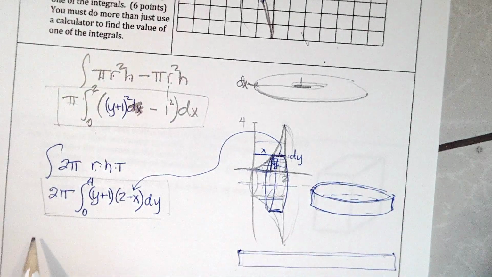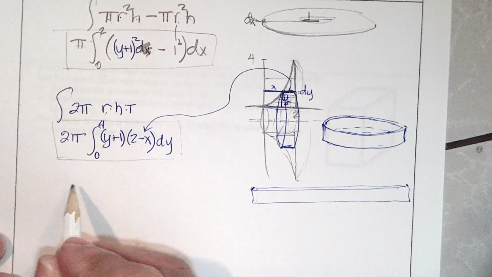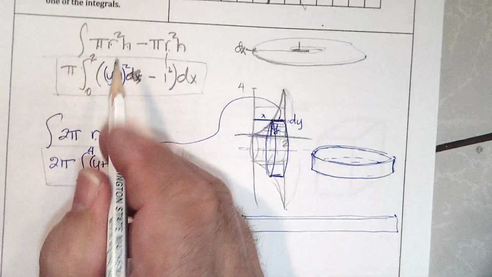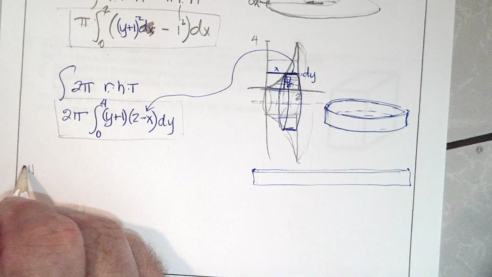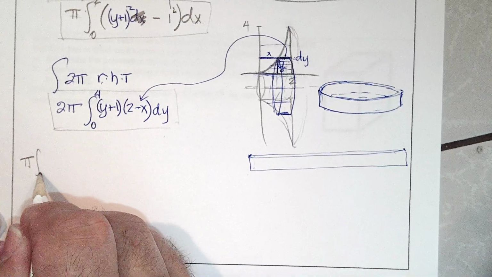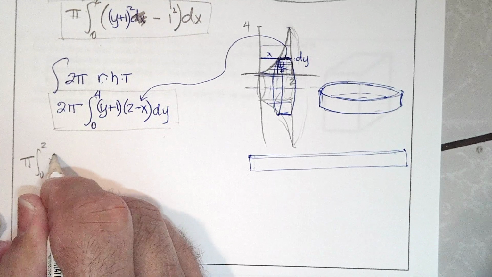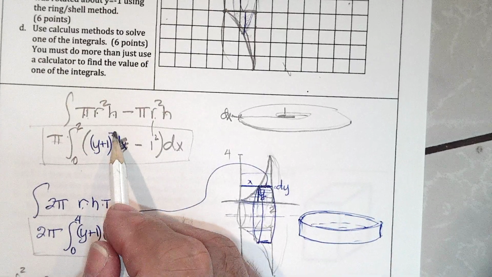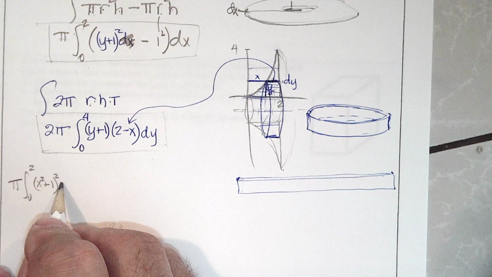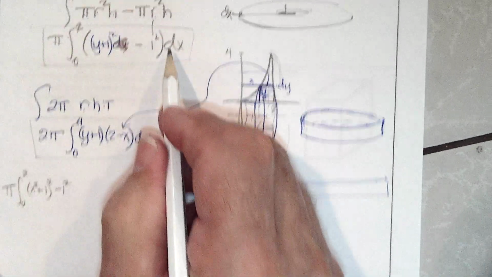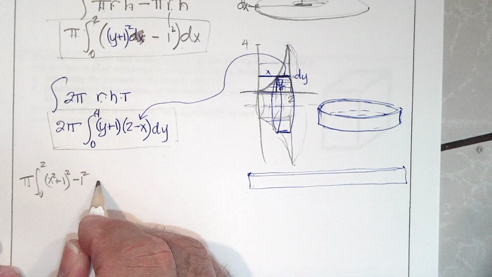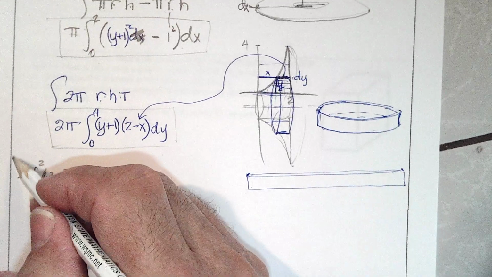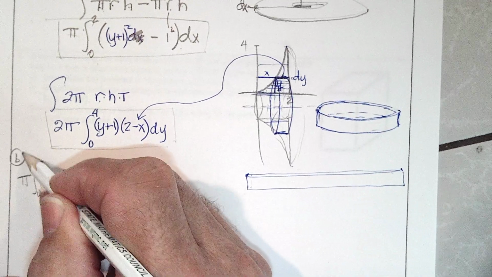So this one will be, I'm going to put it down here so I can show you the work on this. So this is going to be pi integral 0 to 2 of x squared plus 1, squared, minus 1 squared, dx. So this is for part B.